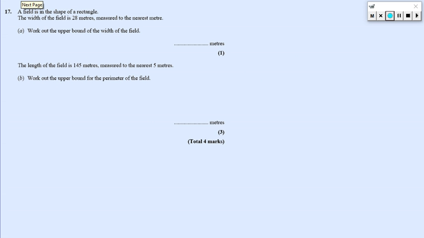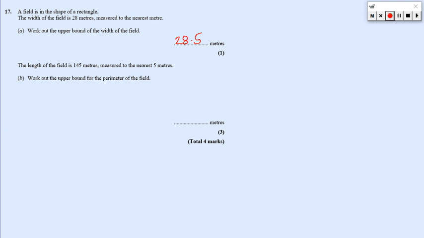Okay, question 17. So we're talking about bounds. The width of the field is 28 metres, measured to the nearest metre, so that means the upper bound would be 28.5. The length of the field is 145, rounded to the nearest 5 metres. So we're on the upper bound of the perimeter.